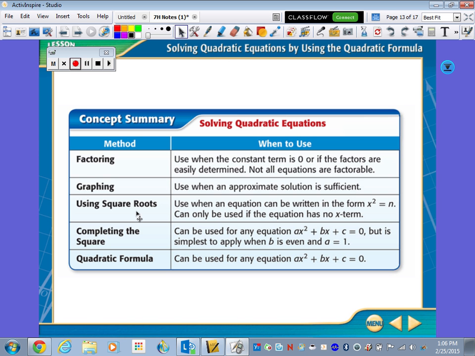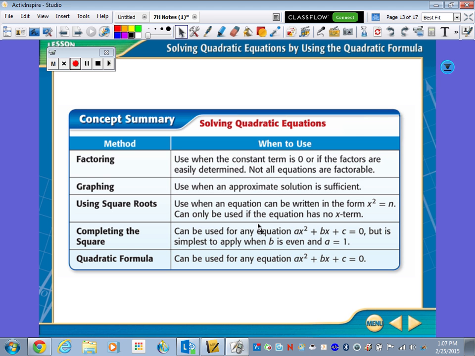You see quadratics used a lot in physics, just a heads up. Okay, using square roots, it's used when an equation can be written in the form x squared equals n. You don't have an x term. That's when you want to use solving using square roots. And then completing the square, which we haven't taught you. I think they do cover that in Algebra 2. Just a little tidbit.